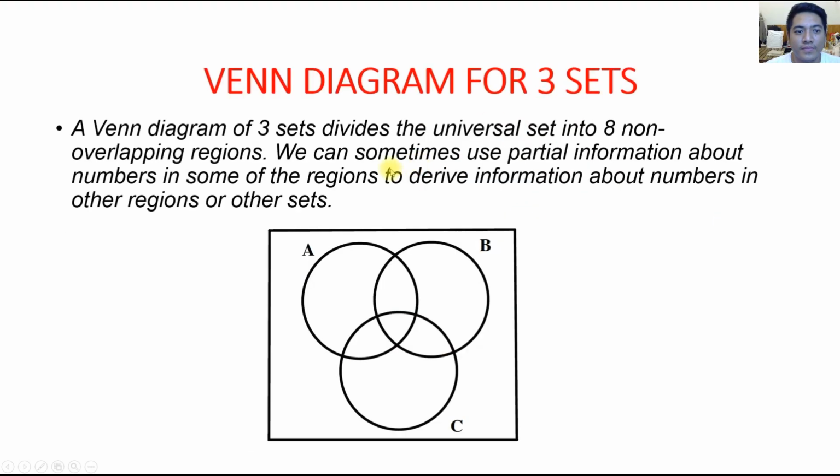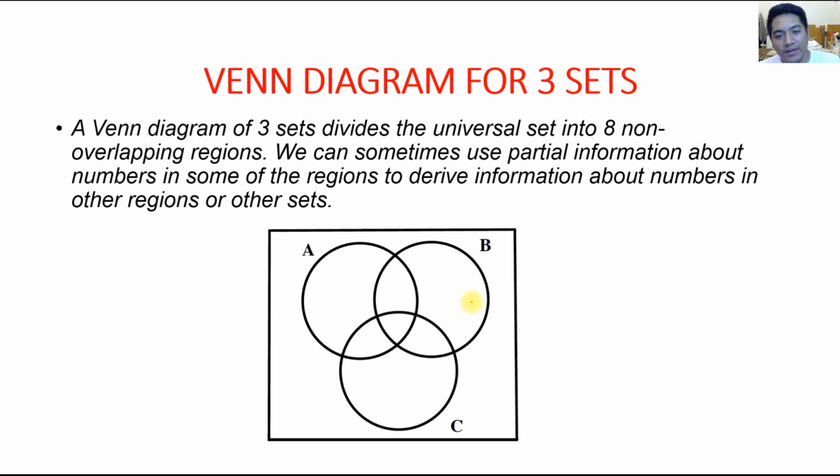Alright, so let's try to have a Venn diagram for 3 sets. A Venn diagram of 3 sets divides the universal set into 8 non-overlapping regions. We can sometimes use partial information about numbers in some of the regions to derive information about numbers in other regions or other sets. So, this is an example of a Venn diagram of 3 sets.